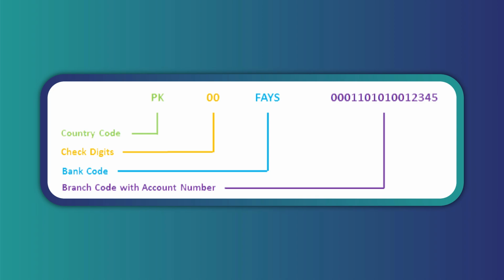Another way to find your IBAN number is to check your bank statement. Faysal Bank typically includes it on statements sent every 6 months. Remember, your IBAN is a 24-character number beginning with the country code and ending with your account details.